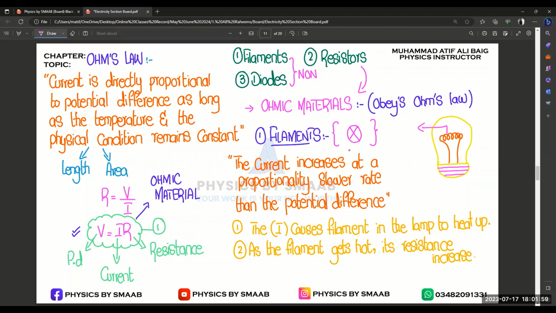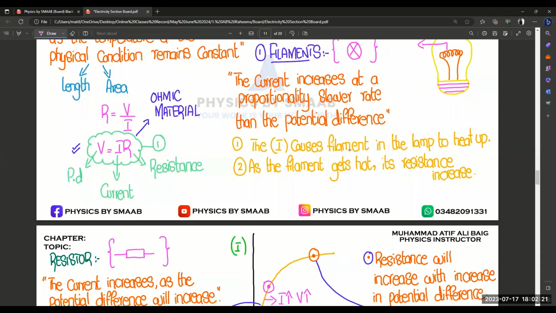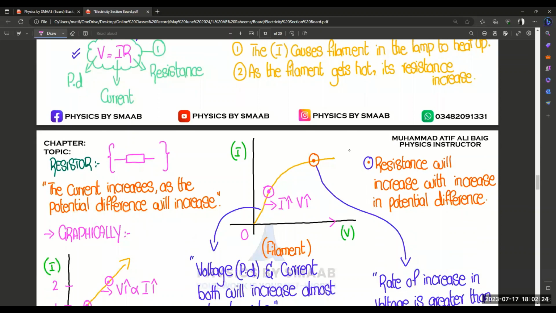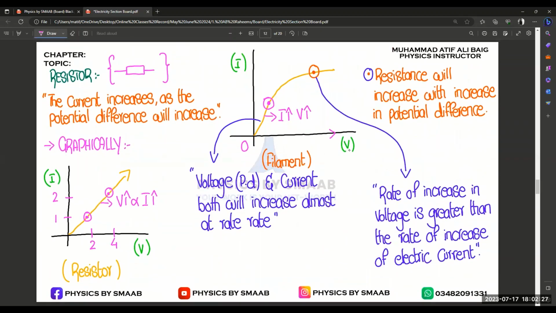For the filament, we discussed that the rate of increase of current is very low as compared to voltage, because a filament actually operates on the concept of temperature. When temperature increases, resistance will increase, and the increase of current will be very low as compared to the voltage. That's why it gets hot and the resistance increases. Then we talked about the resistor and its symbol too. In a resistor, current increases as the potential difference increases, so both are directly proportional, and it follows Ohm's law.